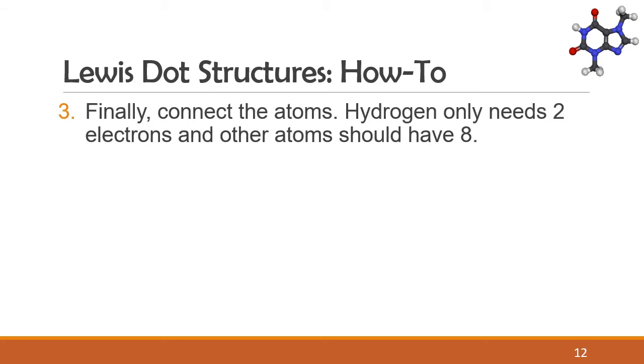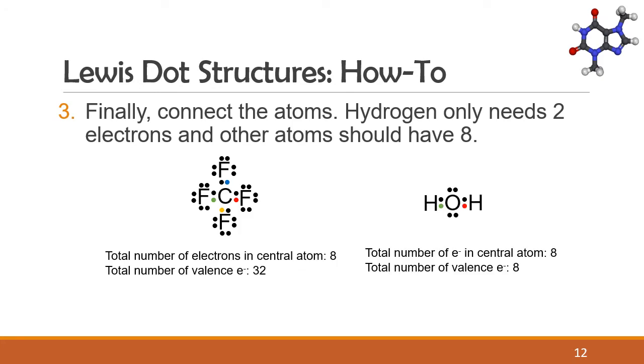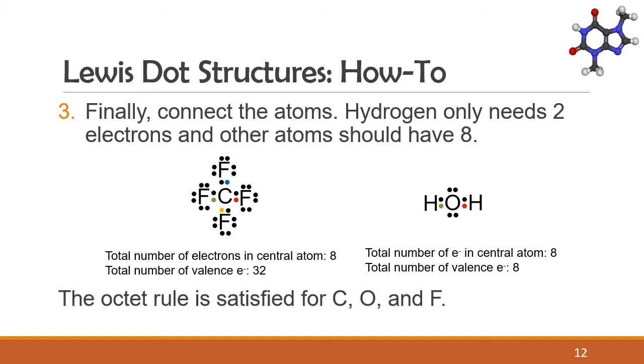Finally, we connect the atoms. Hydrogen only needs 2 electrons and the other atoms should have 8. We then count the total number of valence electrons again to make sure that we have included all the dots in the structure. The octet rule is thus satisfied for carbon, oxygen, and fluorine. Note that in a Lewis structure, we call electron pairs that do not participate in the bonding as lone pairs, and electrons that participate in the bonding as bonding pairs.